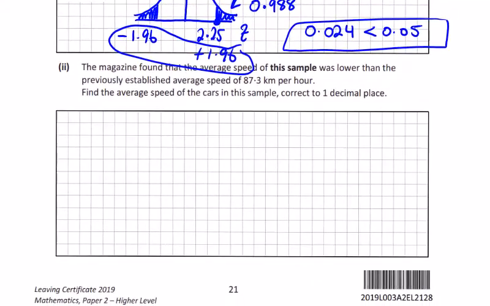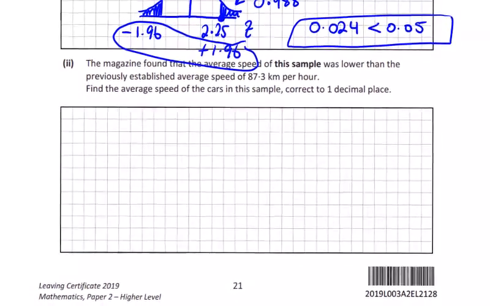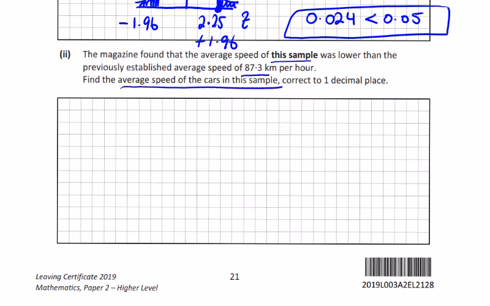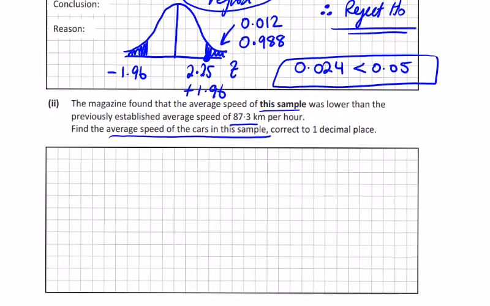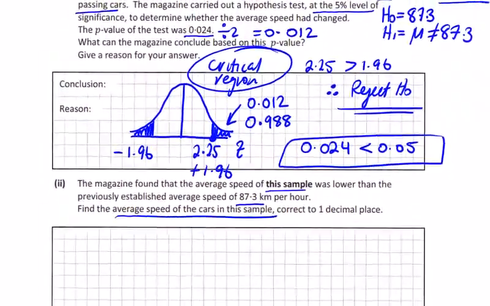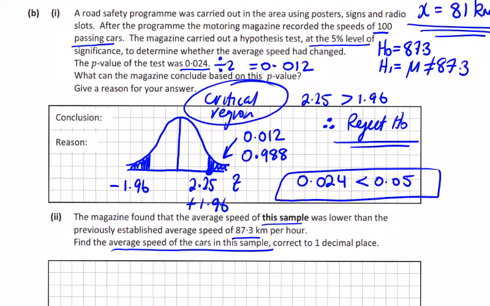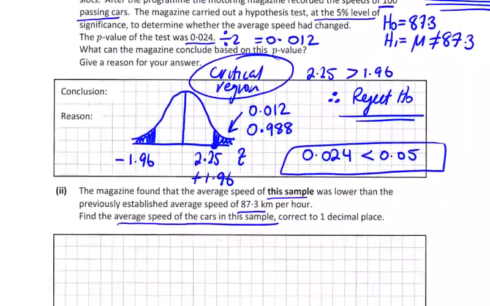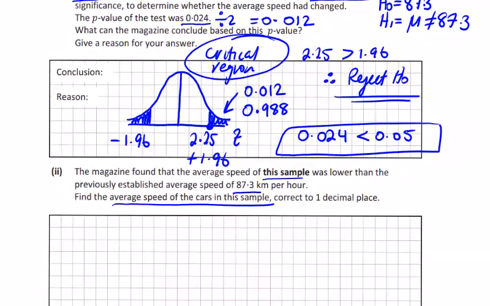The magazine found that the sample was lower than the previously established average speed. The magazine found the average speed of this sample was lower than the previous. Find the average speeds of cars in this sample. So let's look at this sample here. We've already done some of the work for this question. So in the previous part, they took a sample of 100 passing cars and they got this p-value, and we found the z-score for this p-value. And now we're told that this is below, so it's in the negative part.